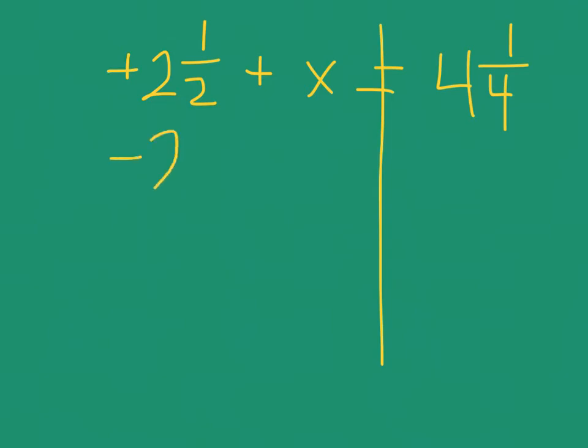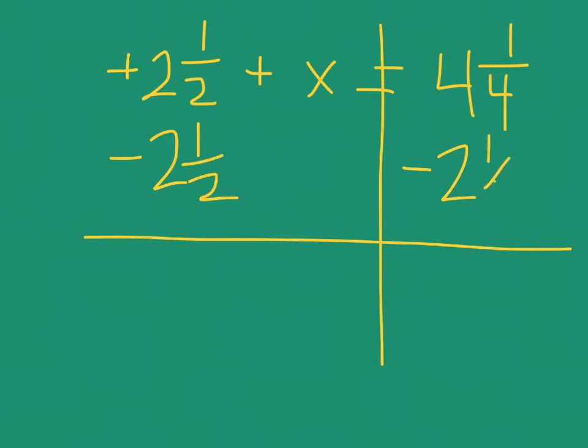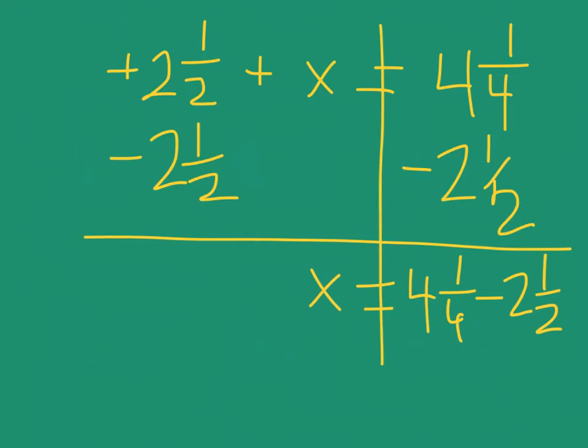So we're going to take away 2 1/2 from the left. Our mirror tells us that we have to take away 2 1/2 from the right then. And now we're left with x equals, but we have x equals 4 1/4 minus 2 1/2. So this takes us back to 5th grade with adding and subtracting fractions. We know that we need a common denominator, but let's first make these improper fractions. 4 times 4 is 16, plus 1 is 17 over 4, minus, and then we have 2 times 2 is 4, plus 1 is 5 over 2.